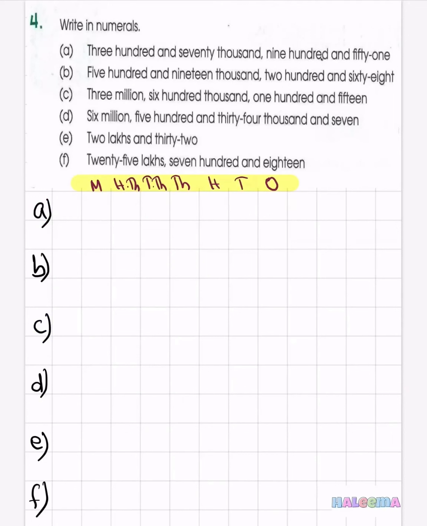Let's start off with part A. It says 370,000, comma, 951. Remember, 370,000 means that it's going to come in this thousands place. So 370,000 and then comma, it says 951. 951, right? Let's do the other one. It says 519,000. See, it means that it's going to come in the 100,000s place.